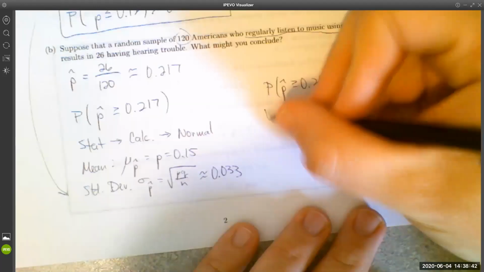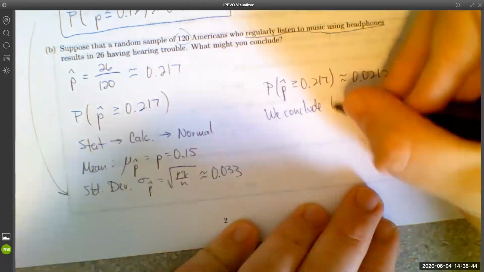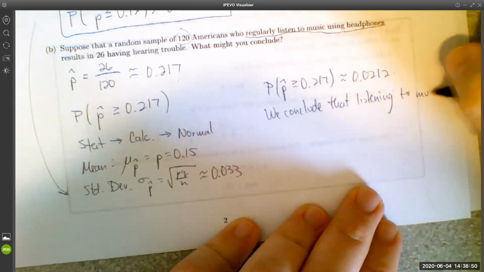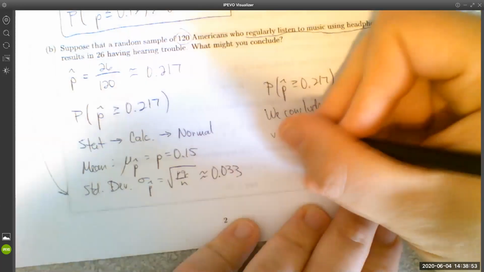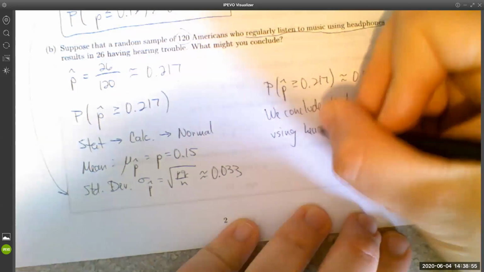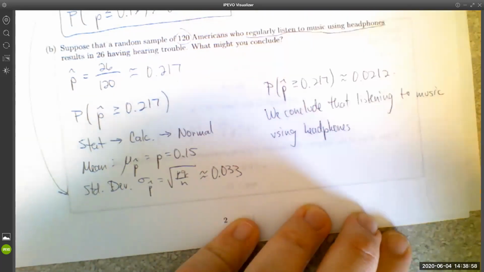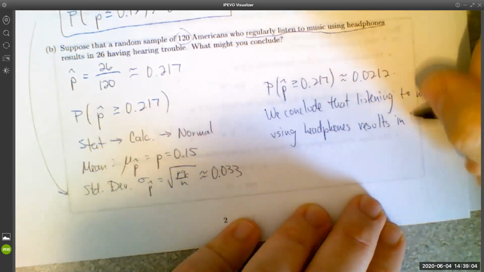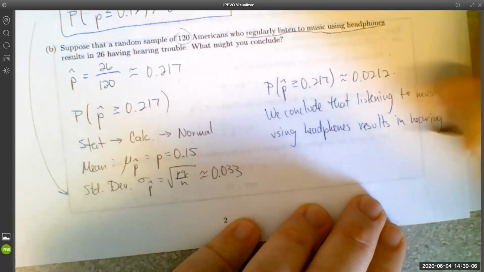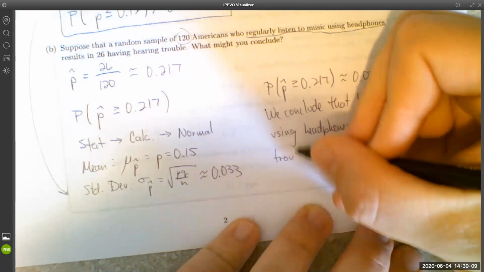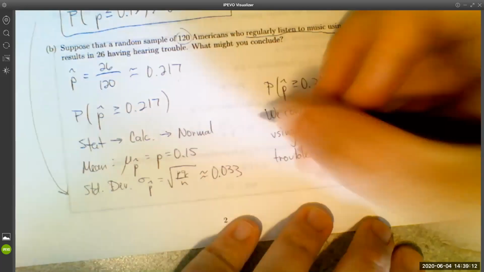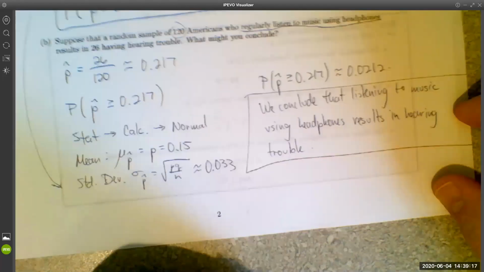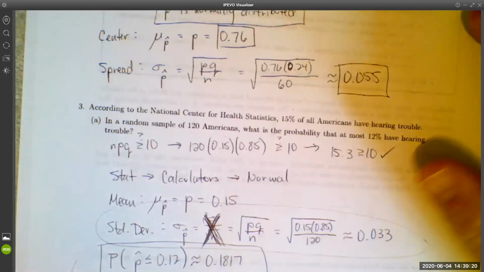We conclude that listening to music using headphones results in hearing trouble. Okay, so there's that. All right. So that's the idea there.